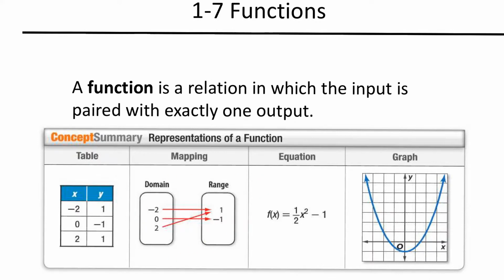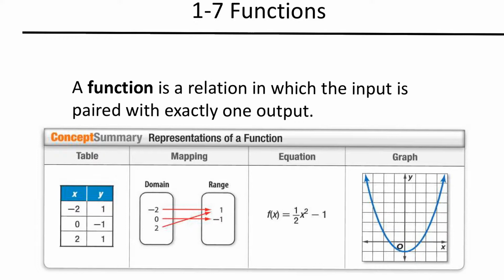In mapping, if you have the domain, which is your x values, with exactly one arrow going to the range, every x value has only one arrow going out, it is a function. So you will have one arrow going out, one arrow going out, and one arrow going out. If one of those numbers has two arrows going out, and I'm just going to draw one so you can see what I mean, let's say that the -2 has a second arrow going out this way. Since it has two arrows going out, it is not a function. But if you have only one arrow, so let me delete that, then it is a function.